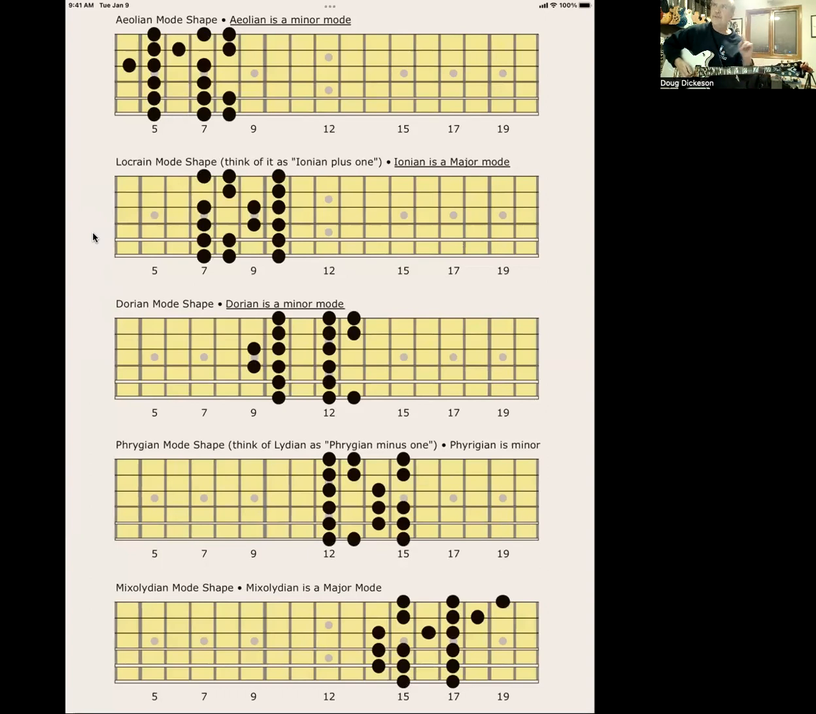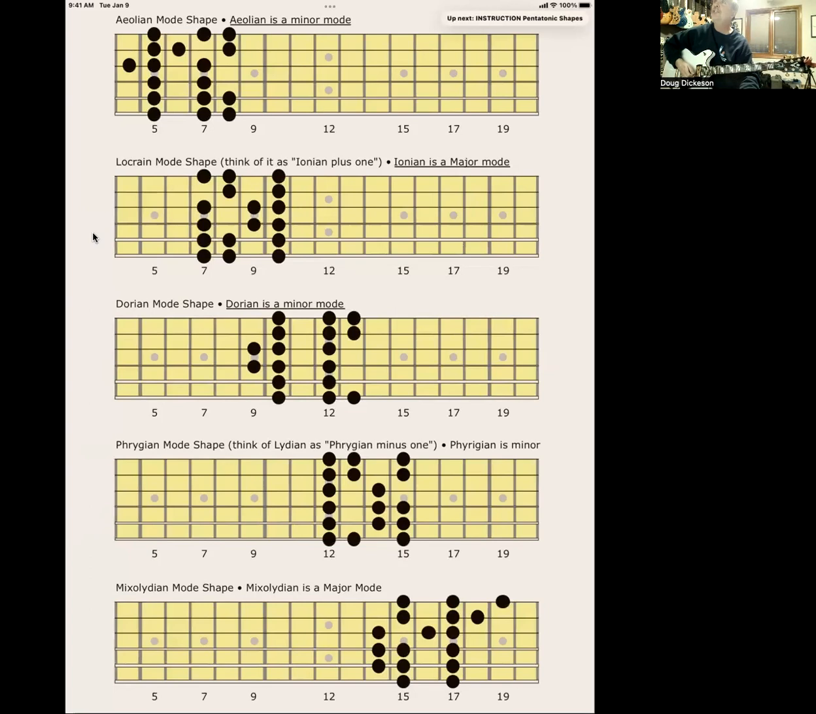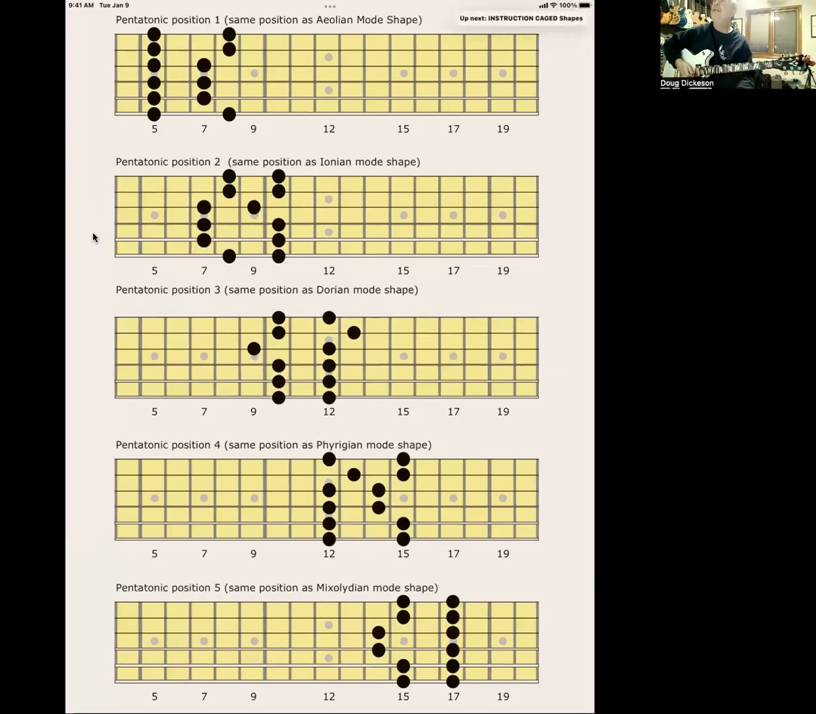Okay, so if we want to think of that first shape there at the top, the Aeolian mode shape, as having an equivalent in a pentatonic shape, keep your eyes on that Aeolian mode shape, and when I switch over, watch what happens there. You see how that pentatonic shape and the Aeolian shape have a lot in common? Essentially, that Aeolian mode shape is the same thing as pentatonic position 1 with the addition of more notes.